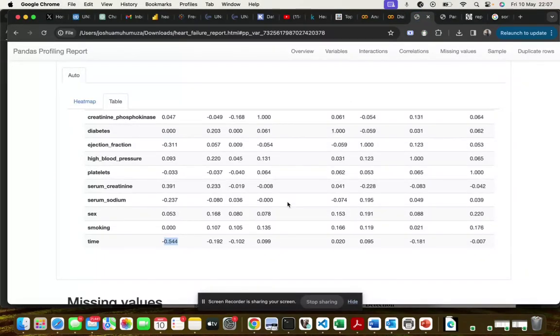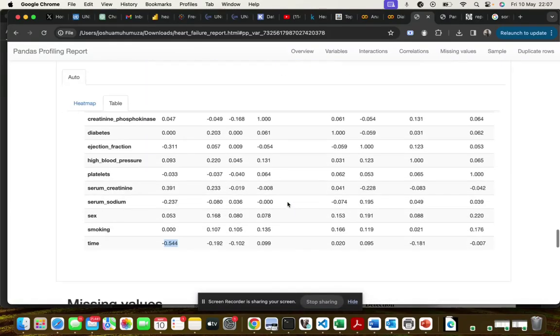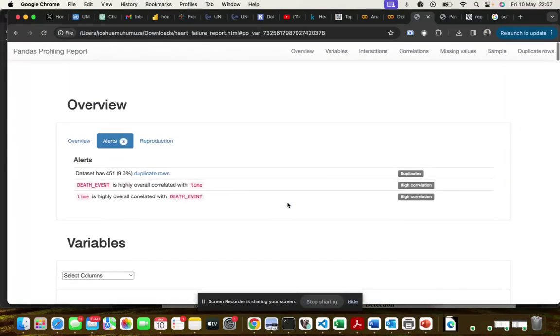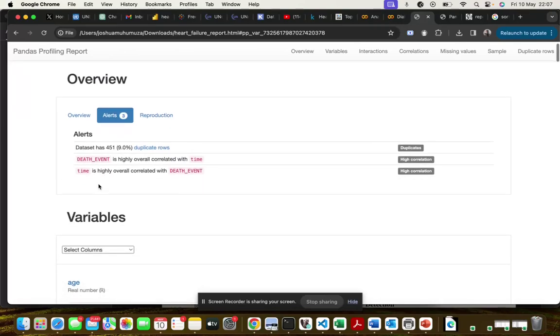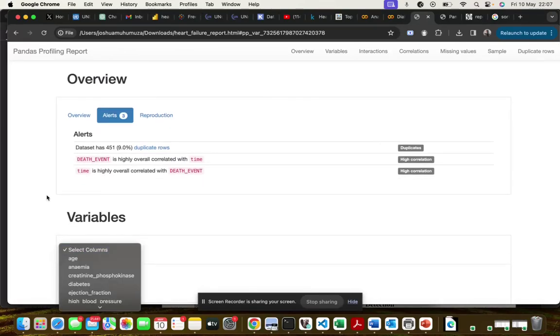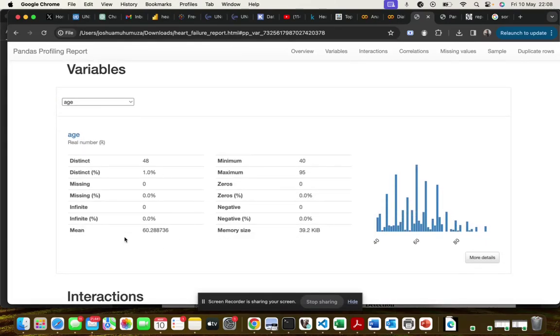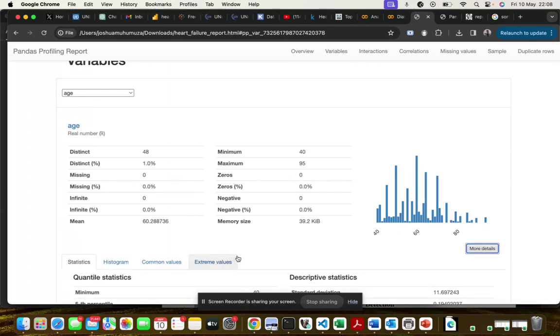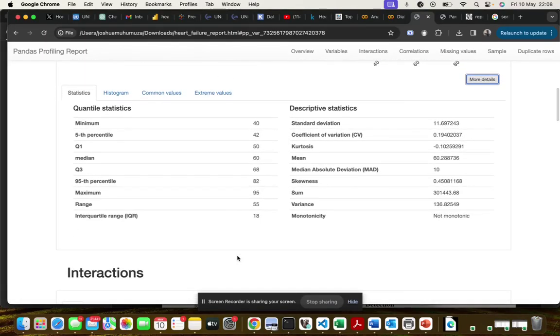So apart from the correlation, now you've understood the target variables or features that you need, and you can go ahead and further look at variables and their distributions. So you could look at age, how it's distributed. You could go into more details. This is where you look at the other statistical metrics. What is the minimum age? You can see it's 40.